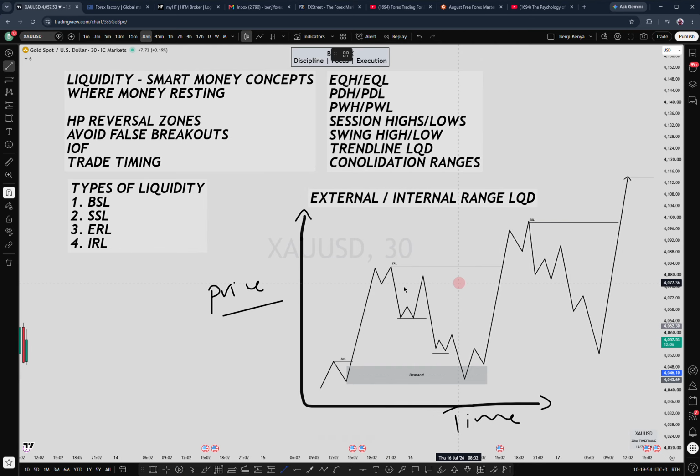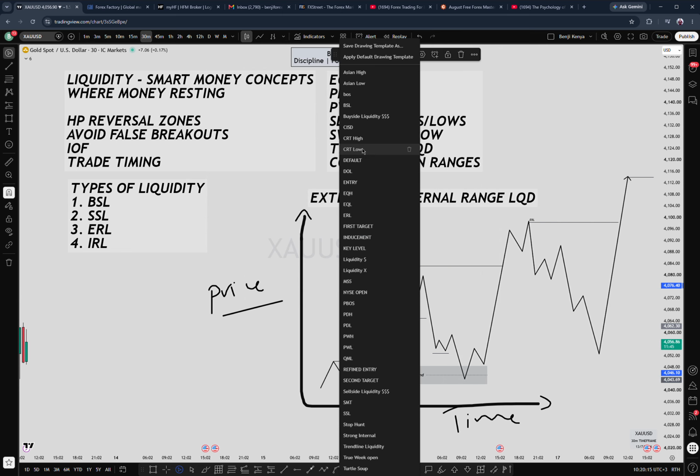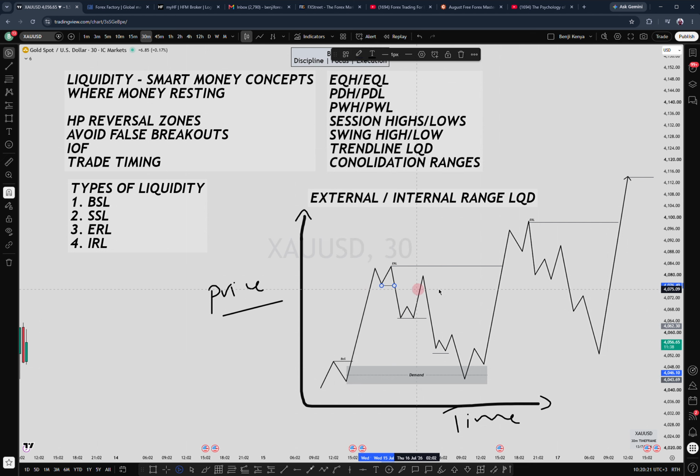This is a minor or an internal change of character. Remember, the external structure is bullish, internal we can be bearish, and this is where things get confusing for beginners. Are we bullish or are we bearish? So at this particular area, we can have a minor change of character, or we can even call it a change in state of delivery. I love to call it a market structure shift, but this is a minor one on lower time frame.